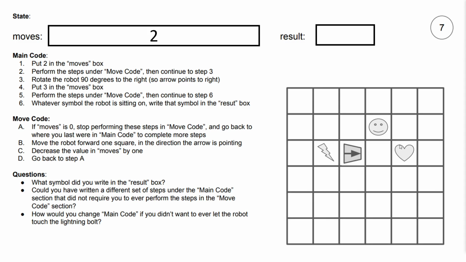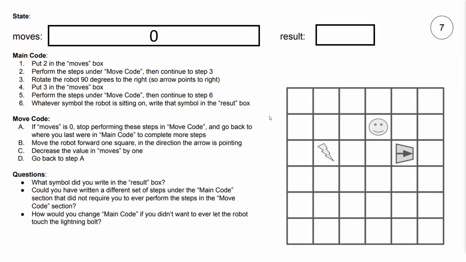All right, I hope you guys can see that it's going to take 1 more step forward and then 1 more step forward after that. Moves will go from 2 to 1 to 0. Let's just fast forward this. We'll drive the robot over there, and it ends up on the heart. All right, excellent. So here's the idea.